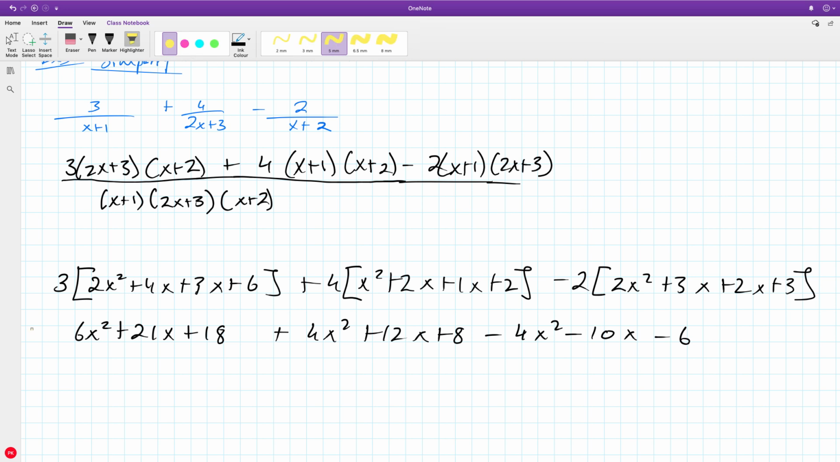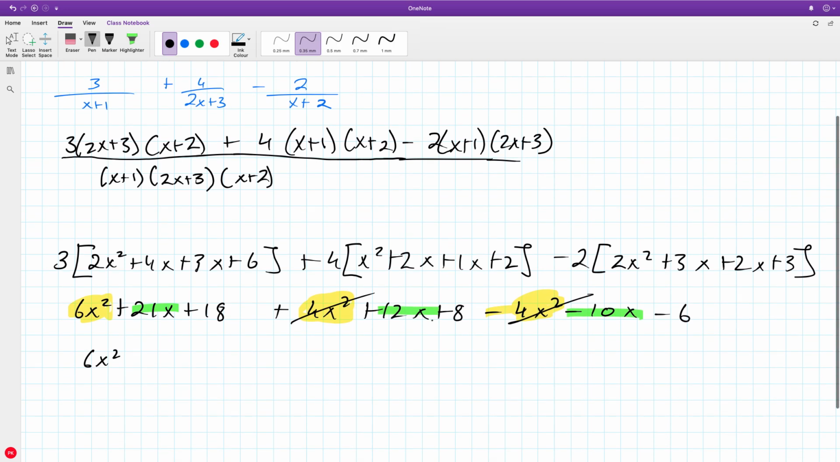Right, all the x squared, 6x squared, 4x squared, and minus 4x squared. That leaves you with just 6x squared. Gone, they knock each other off. Go back and do, obviously if you don't have a highlighter, lads, I'd recommend underlining these so you just don't make a mistake.